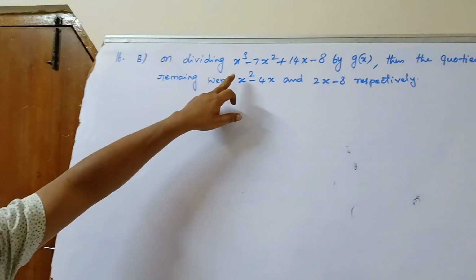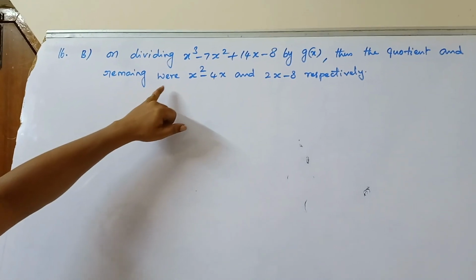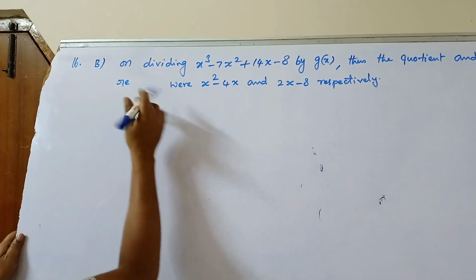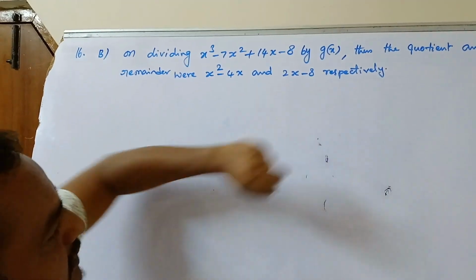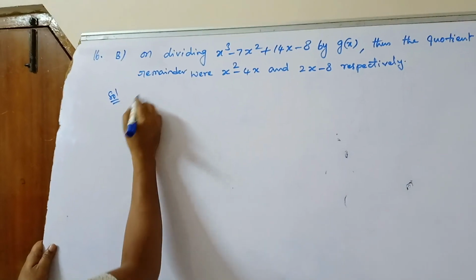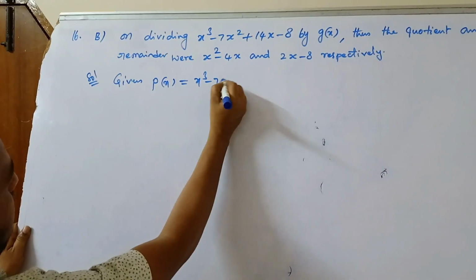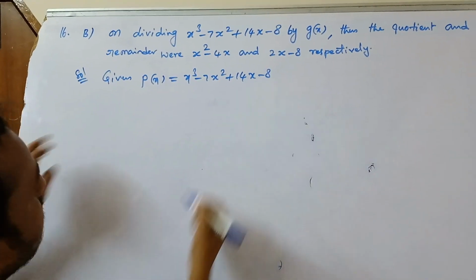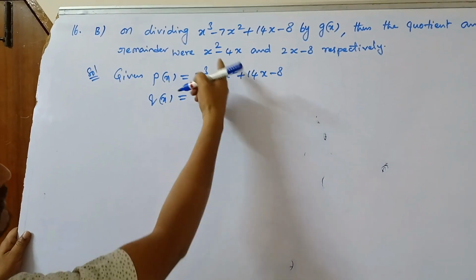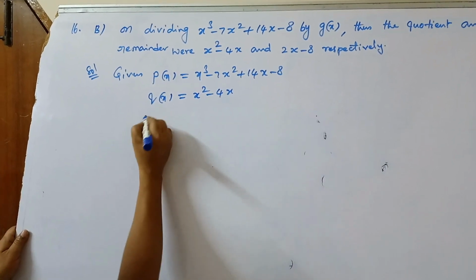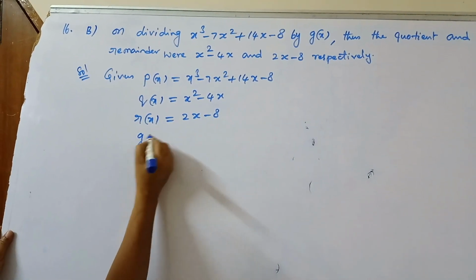Sixteenth B: on dividing x cube minus 7x square plus 14x minus 8 by g of x, the quotient and the remainder were x square minus 4x and 2x minus 8 respectively. Now, given P of x, x cube minus 7x square plus 14x minus 8. Let us consider this is P of x. Next, already given Q of x, x square minus 4x, R of x remainder 2x minus 8. We need to find G of x.